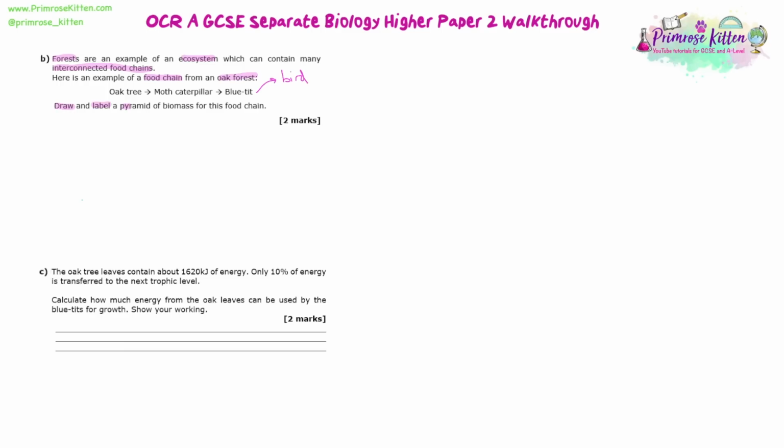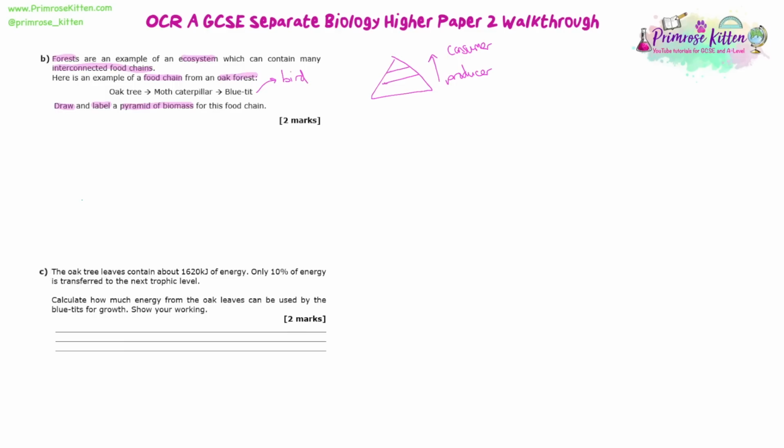Draw and label a pyramid of biomass for this food chain. So we need to draw it, draw the boxes, and then label it with obviously the 3 levels of the food chain with 3 animals. So remember, the reason they're called pyramids is they don't actually look like a triangle shape, but we have a larger sort of bar on the bottom, getting smaller as we go up. And the producers are on the bottom because they have the greatest biomass, and we get smaller and smaller biomass as we move up the food chain.